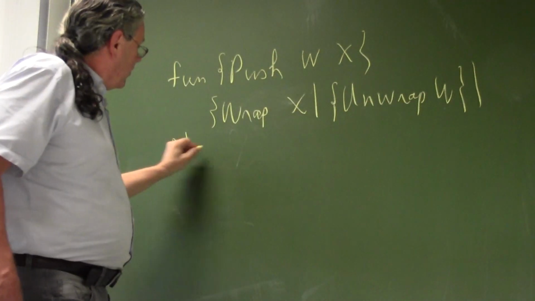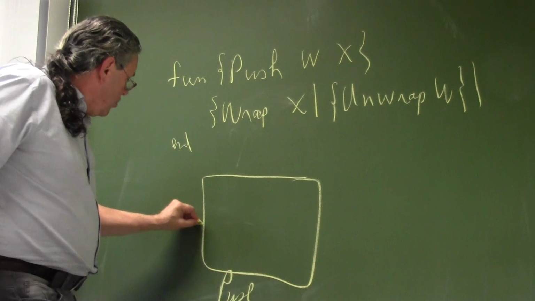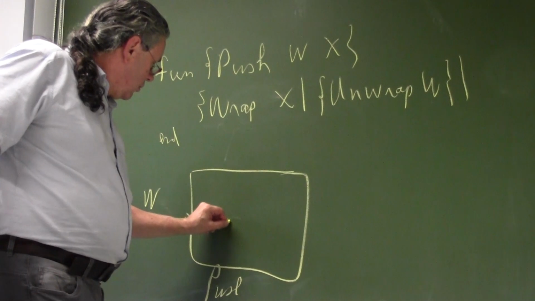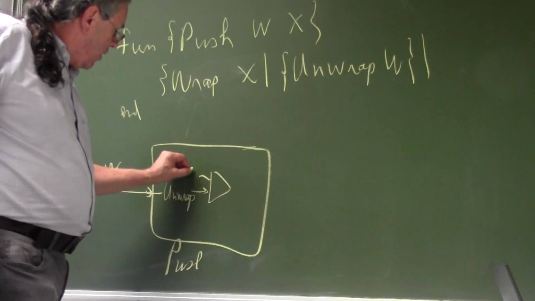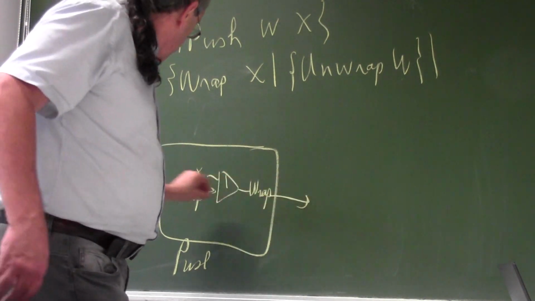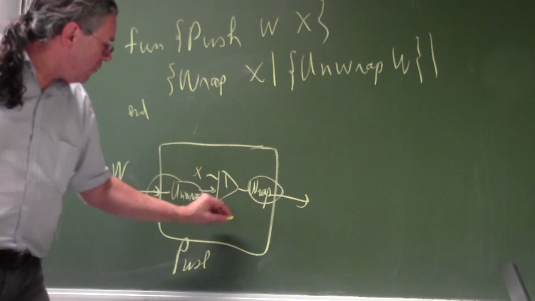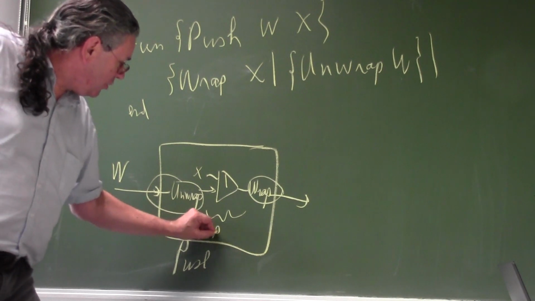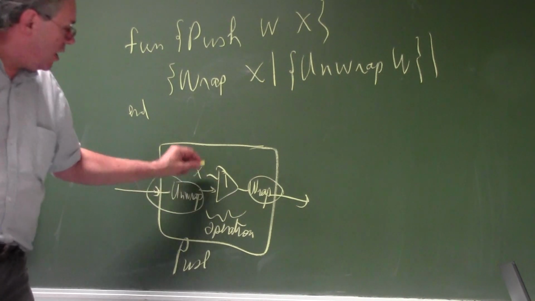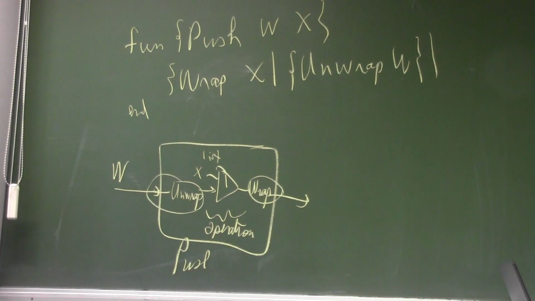I like to make pictures of it, so if you have it like this, the W comes in, you start by unwrapping, and then you add the X in front. This is the bar operation, and before you go out, you wrap. So you can see at the boundary, when you go in, you have to unwrap, and before you go out, you have to wrap. And here you have the actual operation inside, which is using the representation. This one is using the list, but the list is invisible on the outside, okay?